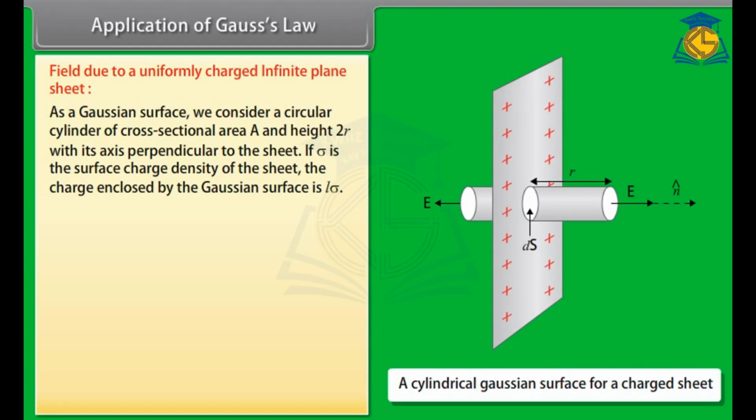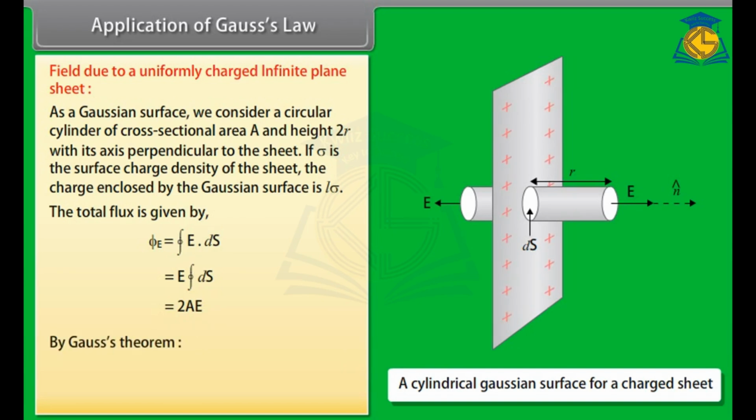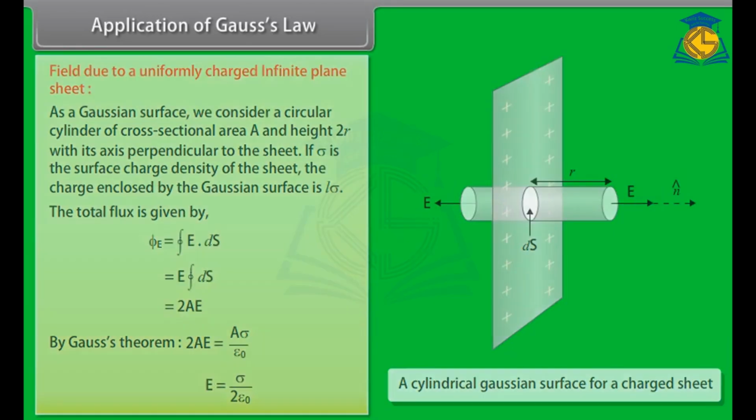If sigma is the surface charge density of the sheet, the charge enclosed by the Gaussian surface is L sigma. We know that phi E is equal to the integration over the closed surface of E dot ds, which is equal to the product of 2A and E. According to Gauss's theorem, we get the electric field at any point at a radial distance r from the wire is equal to sigma divided by 2 epsilon naught.